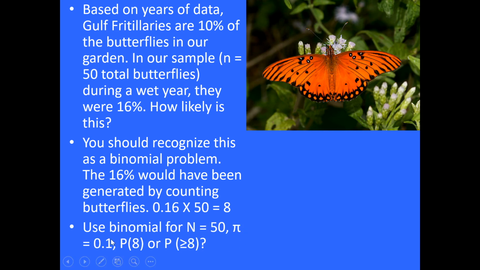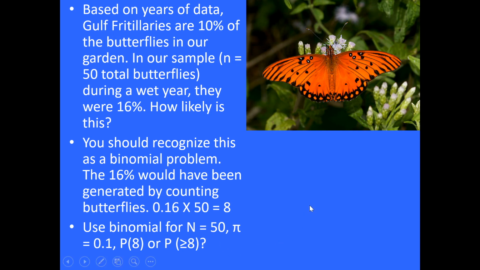Okay, all right, so here's the kind of question. We'd use a binomial distribution for n equals 50, pi equals 0.1, and you could ask questions like, what's the probability of 8? What's the probability of 8 or more? Or we could look at the extremes. What's the probability of 8 or more, or 3 or less, or something like that?